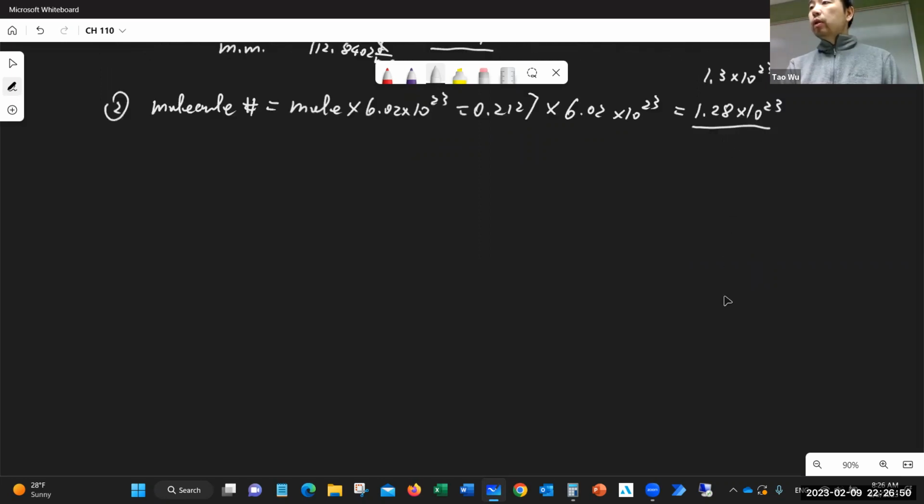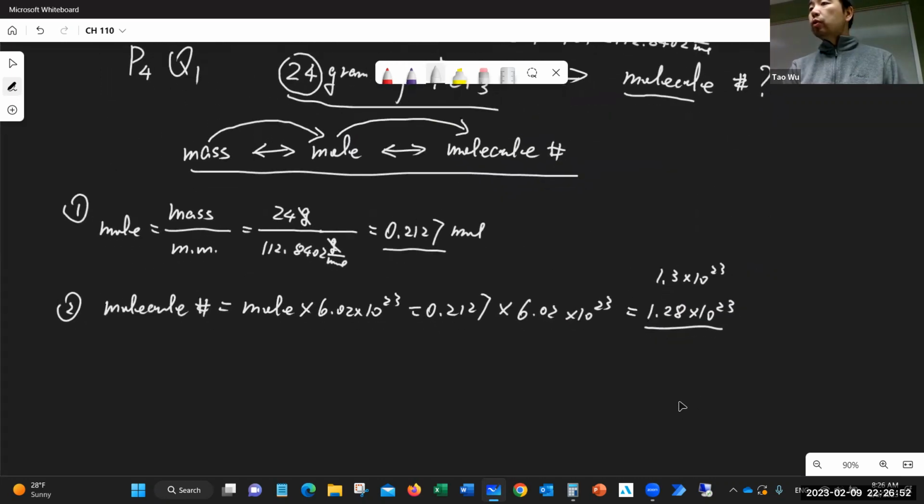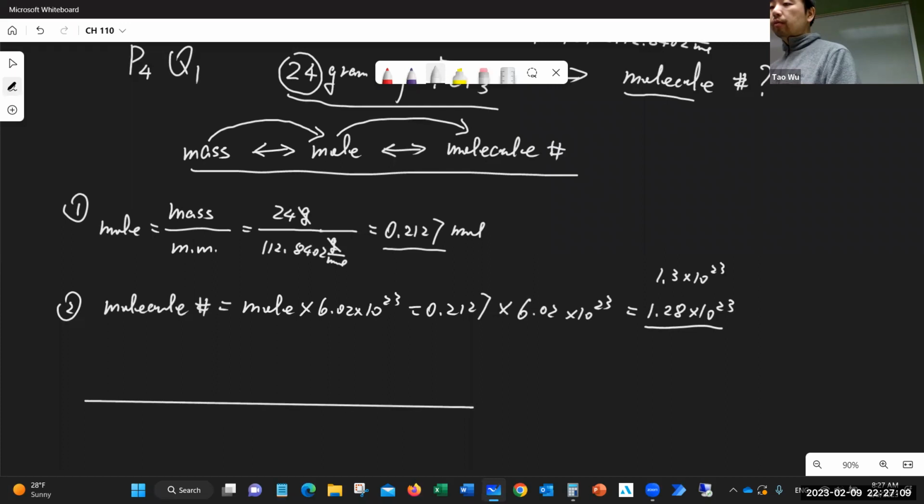All right. So again, this is how we convert grams to molecules. If you don't want to do this step by step, you can also combine them together as a whole equation. Usually, if you do this more frequently, you can do this. This is what I do normally, okay? So we just set up a long equation.